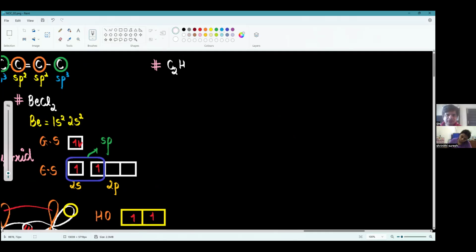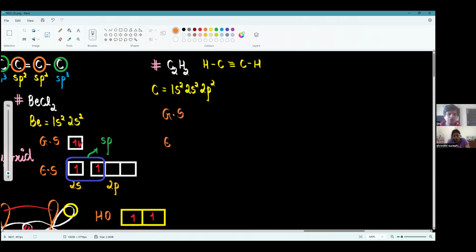So now the next is a little difficult, a little tricky hybridization, that is of ethyne. Ethyne is C2H2. The structure of ethyne, the Lewis structure or the normal structure that we draw in organic, will be something like this. Obviously carbon will go for hybridization. Carbon's configuration will be 1s2, 2s2, and 2p2.